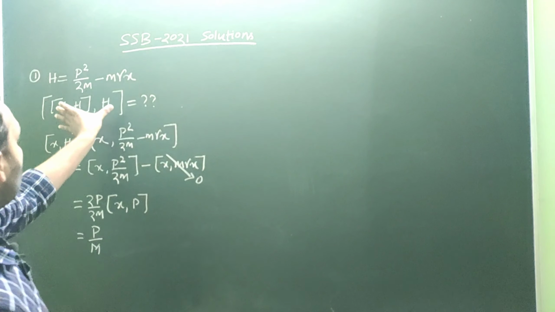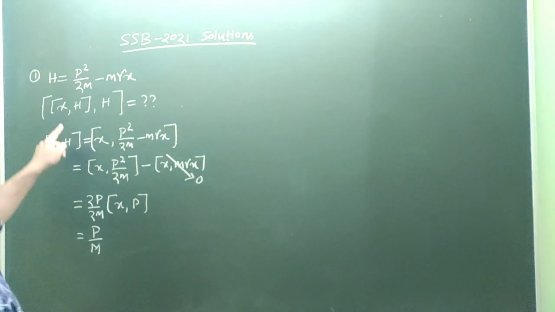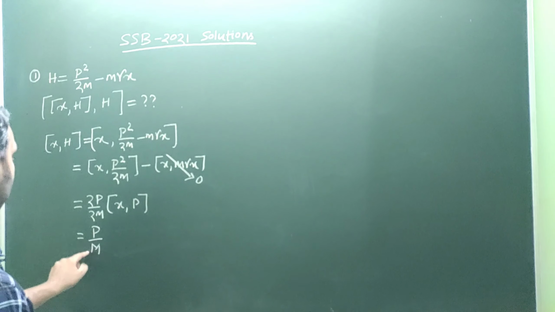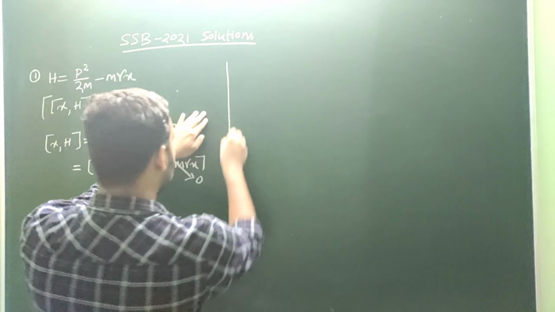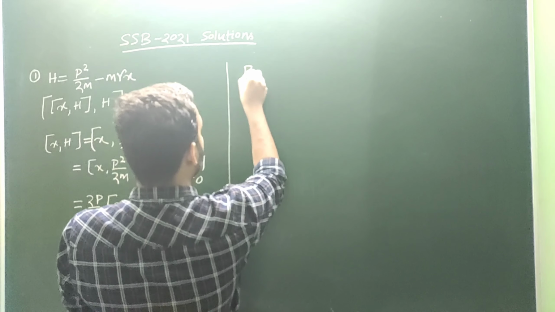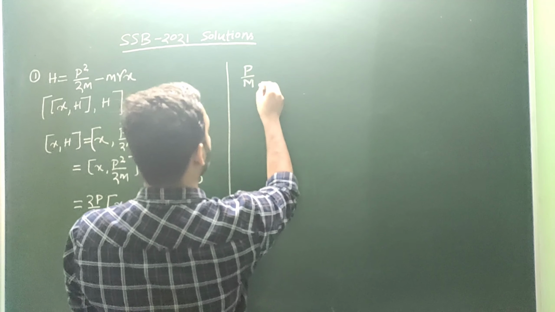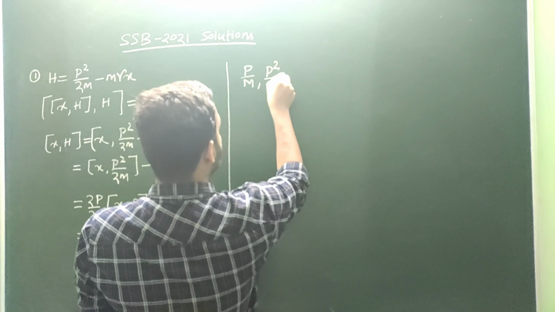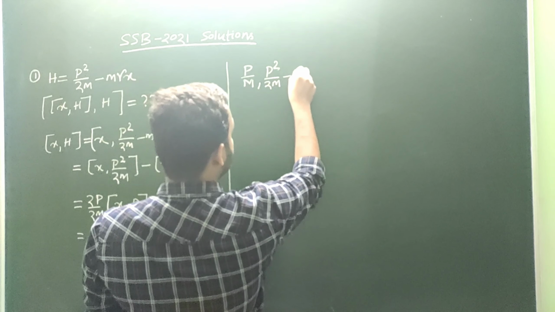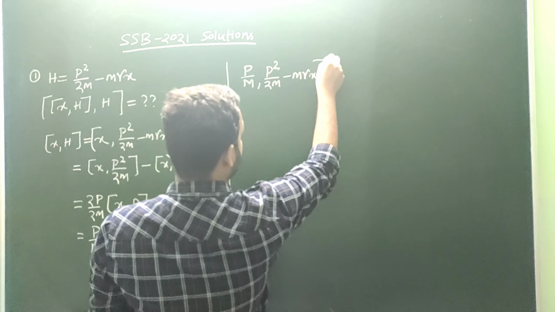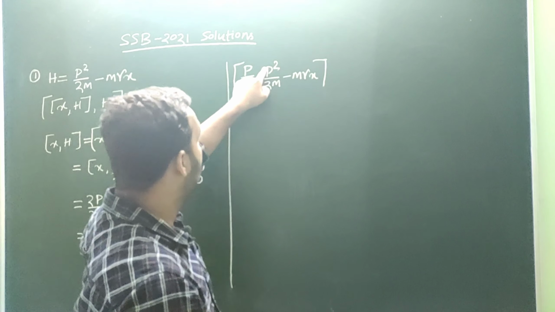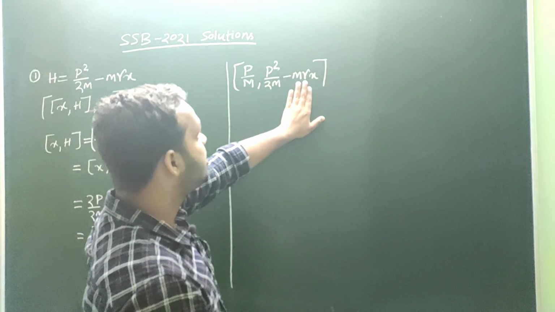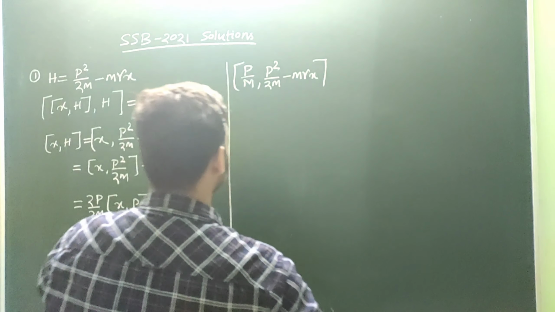Now we have to find out the whole Poisson bracket. You have the value of this one as p by m. Put this here and find out the final answer. So you will get p by m with p square by 2m minus m gamma x. Here we have a p term, here also we have a p term, so that will cancel. Only this term will give you a non-vanishing value.